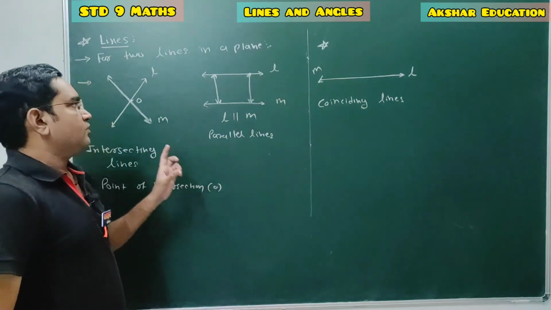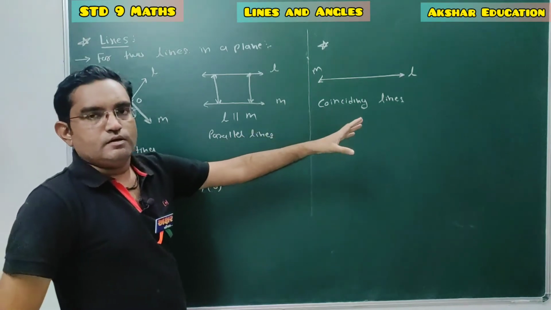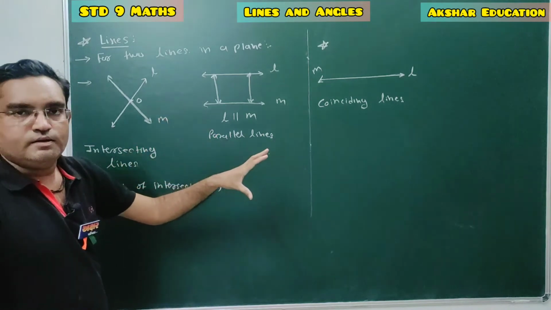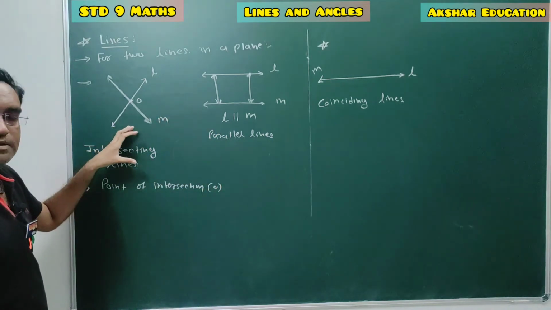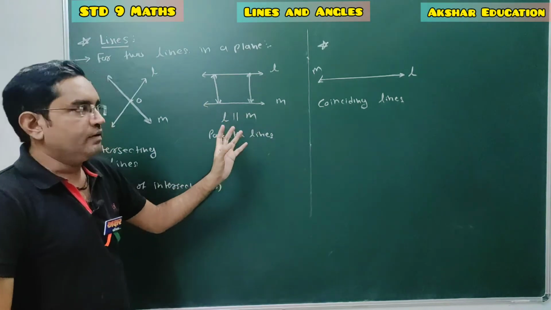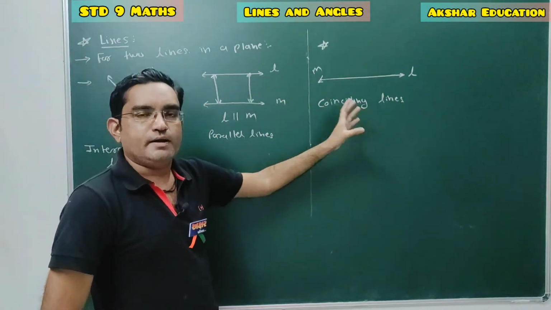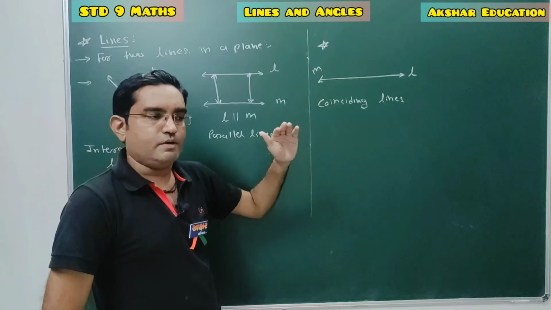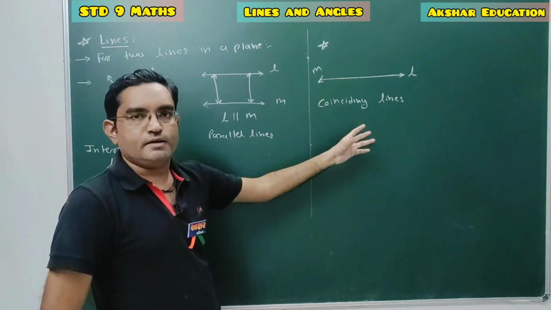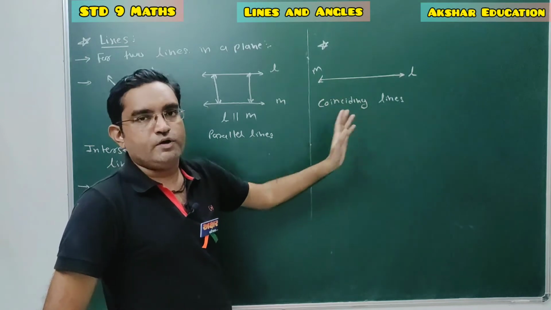Clear, students? So there are three cases for any given two lines in a plane. Lines may intersect each other at one point. The lines may be parallel to each other, and lines may be coinciding lines, coincide lines. That means one line on another line. So here infinite points are there which are common between the given two lines.